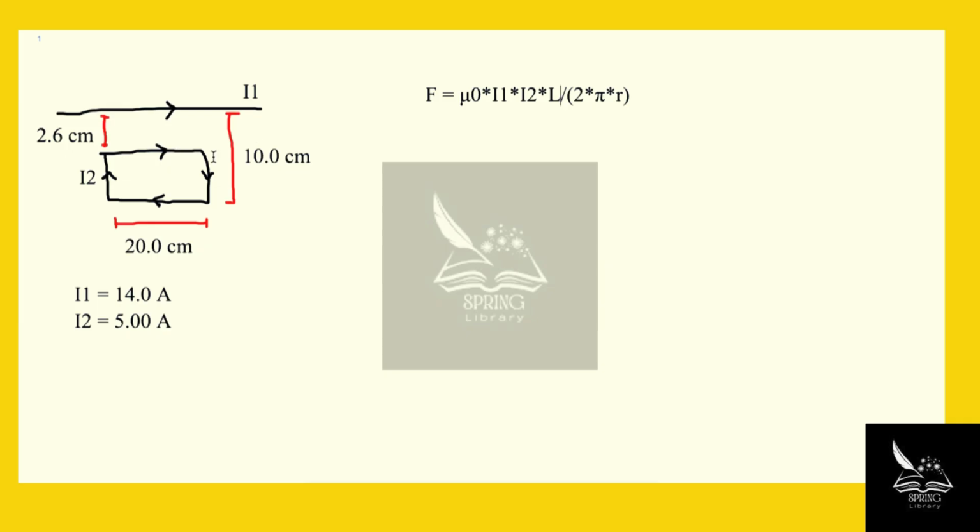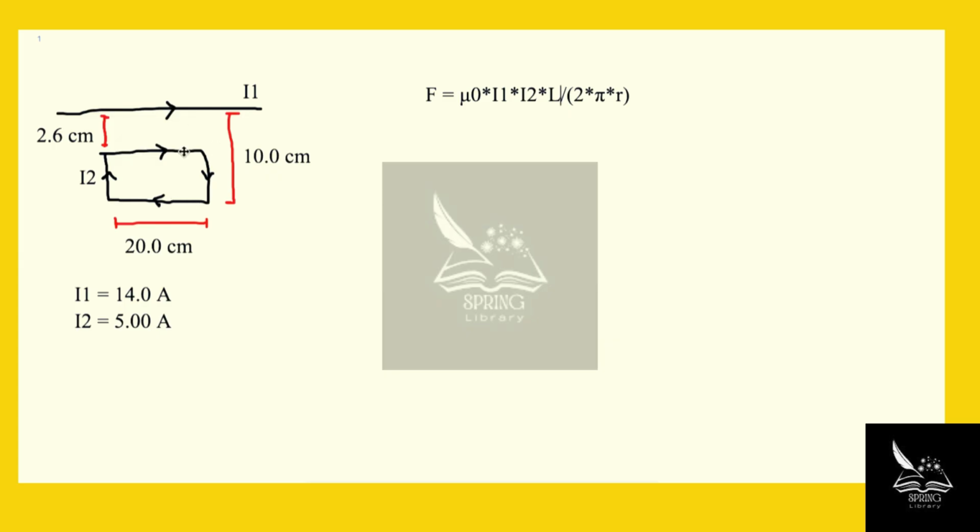So now we're going to have to add the force on the top to the force on the bottom, and let's think about this conceptually. On the top, we have two wires with currents going in the same direction, and when two currents go in the same direction, they attract each other. So this is going to be an attractive force. But on the bottom wire, the currents are going in opposite directions from the original wire, so those are going to repel.